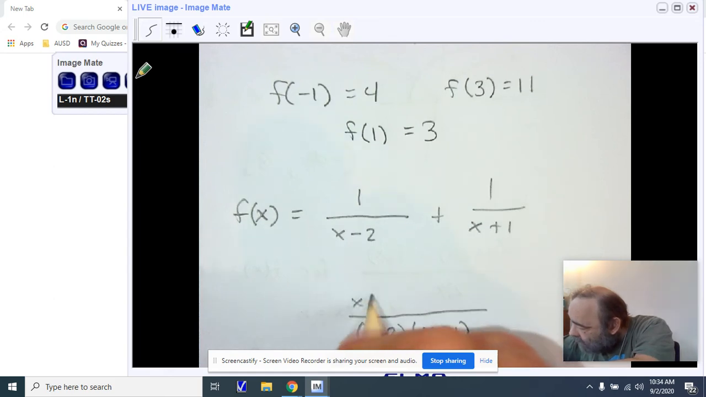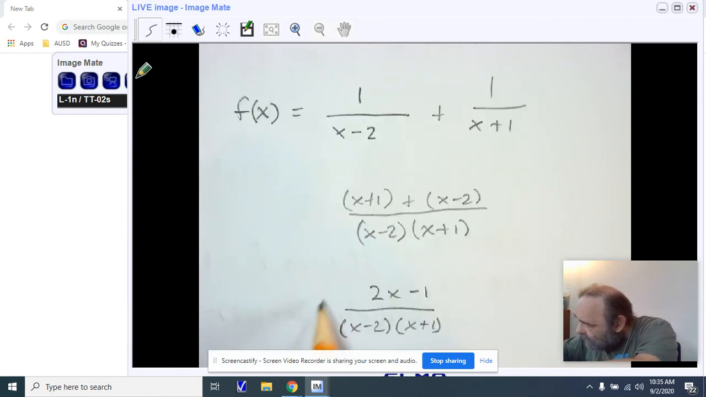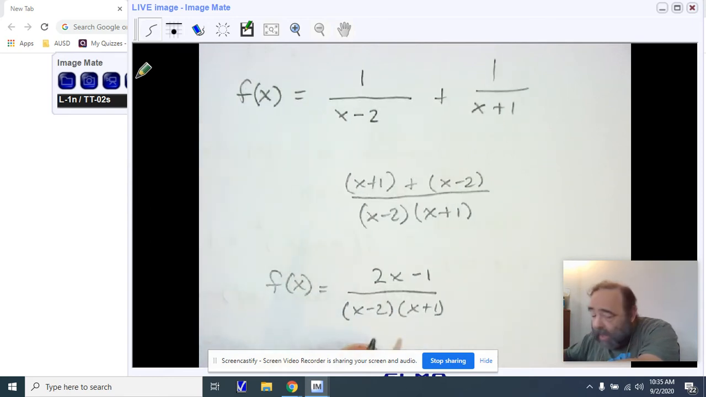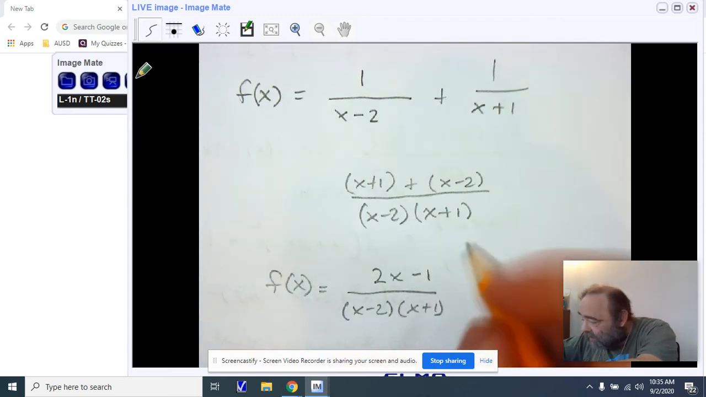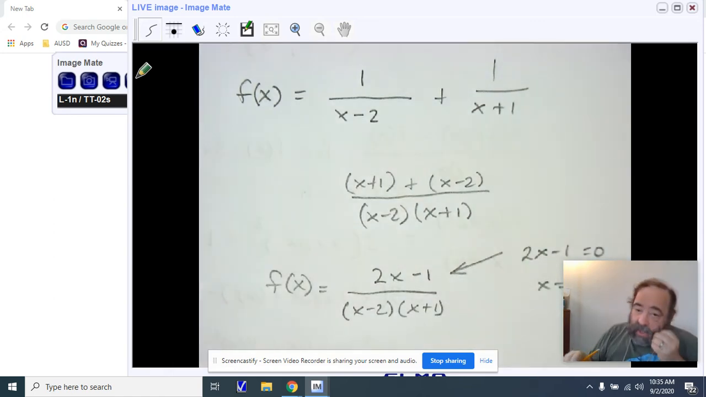So I'm looking at x plus 1, x minus 2. Notice I get 2x minus 1. This is now my f of x. I have two asymptotes at x equals 2 and x equals -1. My 0 comes from the numerator, and I set 2x minus 1 equal to 0, and I solve. I find that my 0 is located at 1/2.